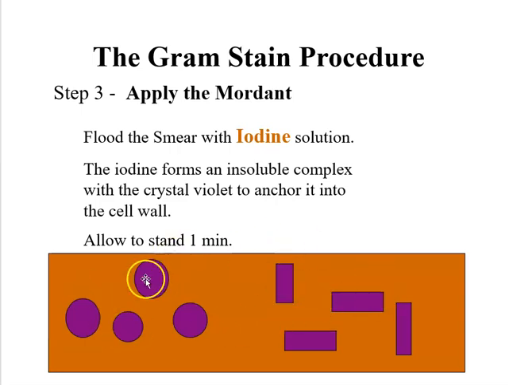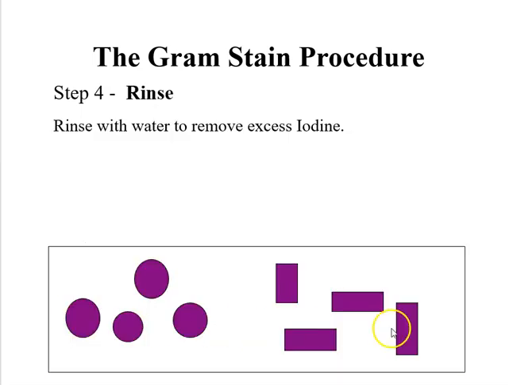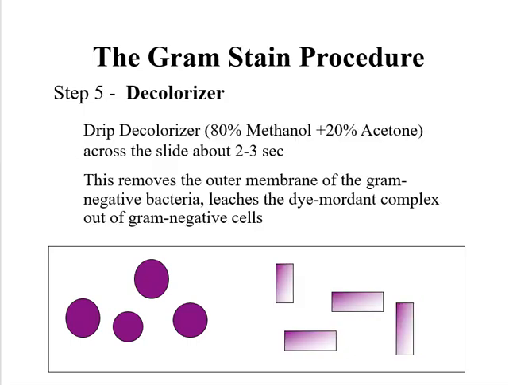Okay, so everything is still purple at this point. If I wash this off and look at it, at this rinse, everything's still going to be purple, because we haven't done anything except to lock in that stain. All right, now is where we start to differentiate and distinguish these organisms.